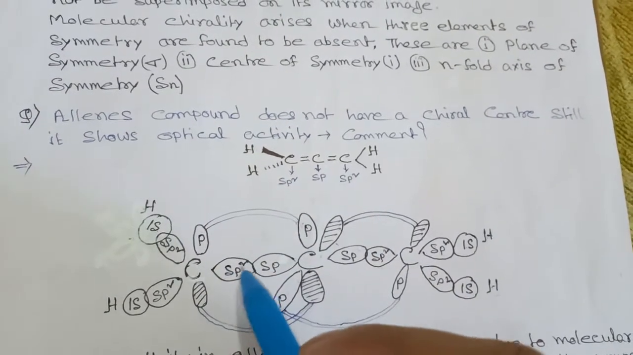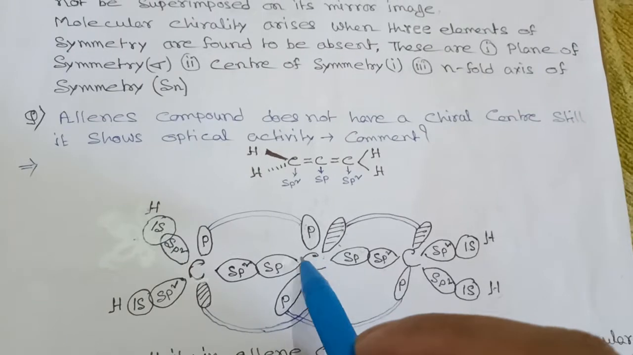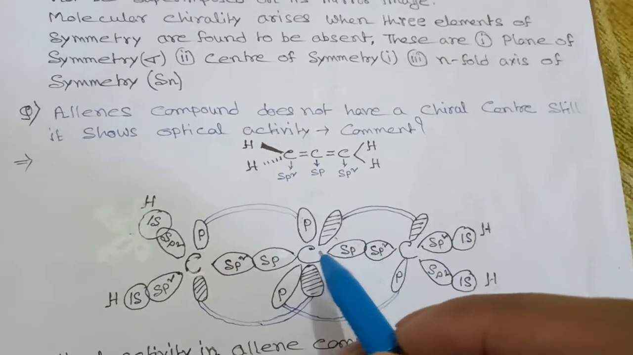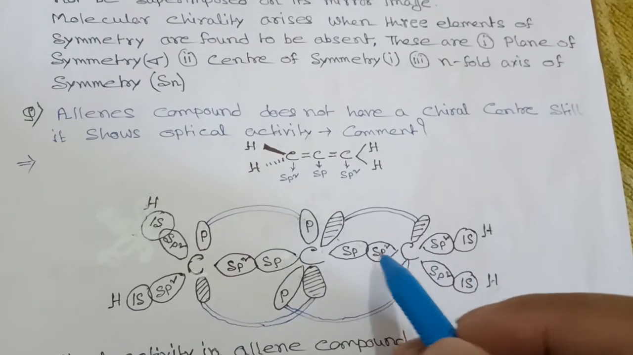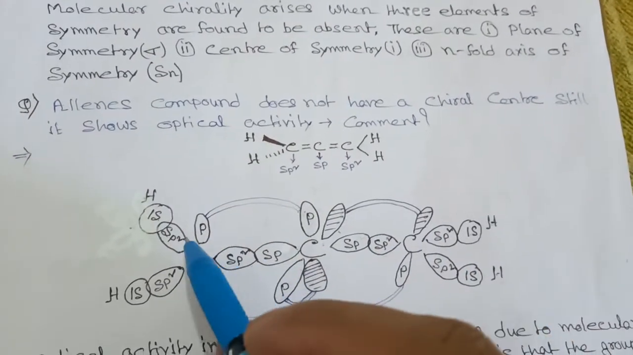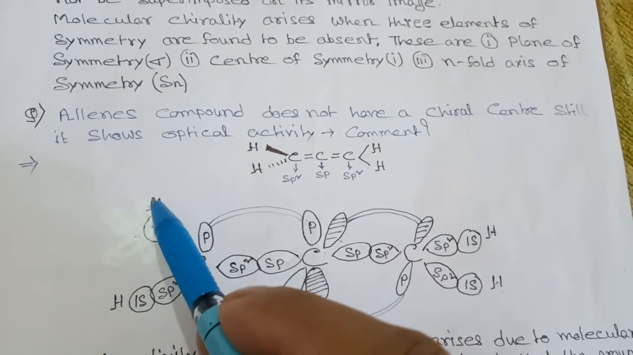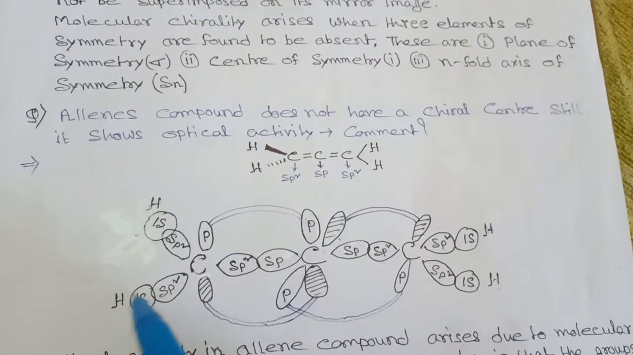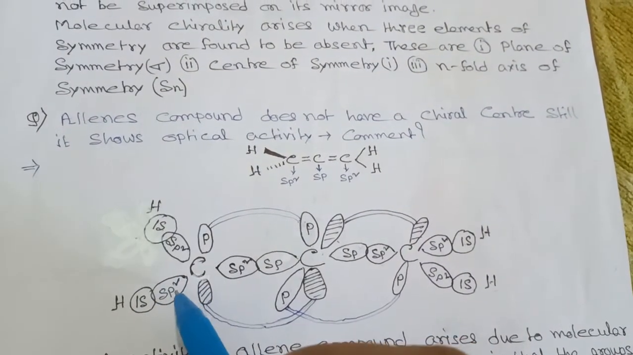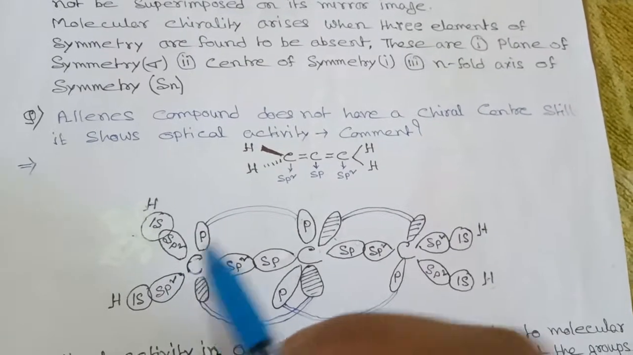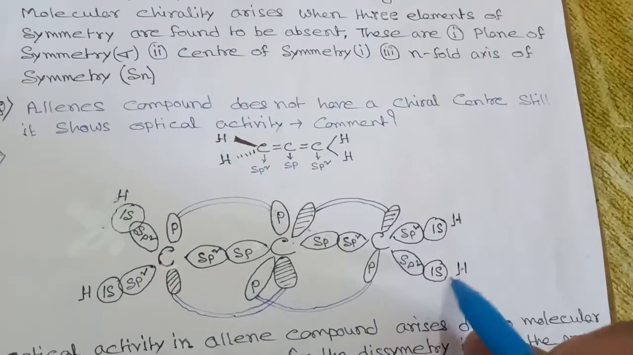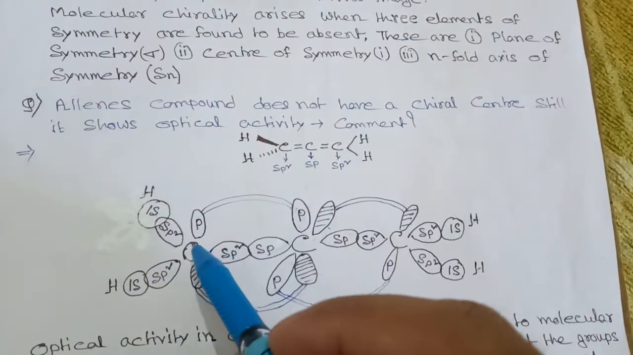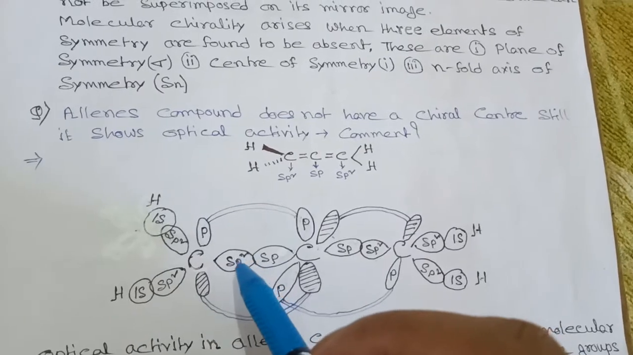Now the sp2 hybridized orbital of this carbon will overlap with the sp hybridized orbital of this carbon, and the sp hybrid orbital of this carbon will overlap with the sp2 hybridized orbital of this carbon. The 1s orbital of hydrogen will overlap with the sp2 hybridized orbital of this carbon, and the 1s orbital of hydrogen will overlap with the sp2 hybridized orbital of this carbon. Here also it is the same case. Now carbon will have tetravalency, so 1, 2, 3 bonds are done.